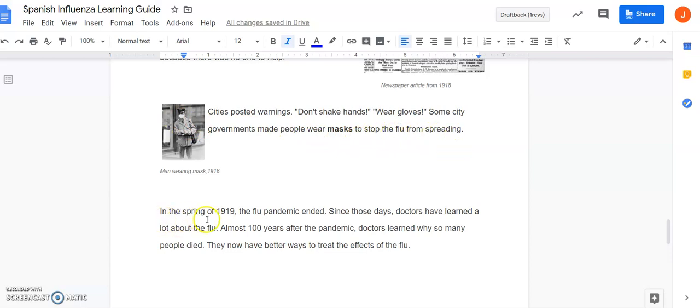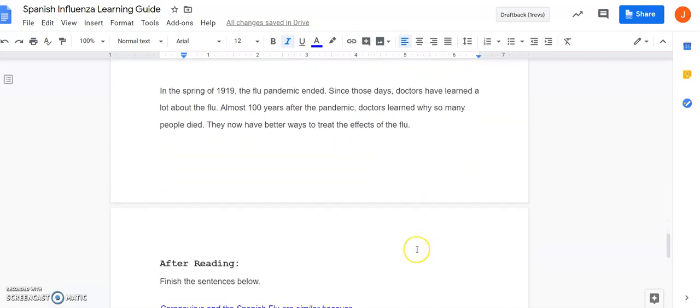In the spring of 1919, the flu pandemic ended. Since those days, doctors have learned a lot about the flu. Almost 100 years after the pandemic, doctors learned why so many people died. They now have better ways to treat the effects of the flu.